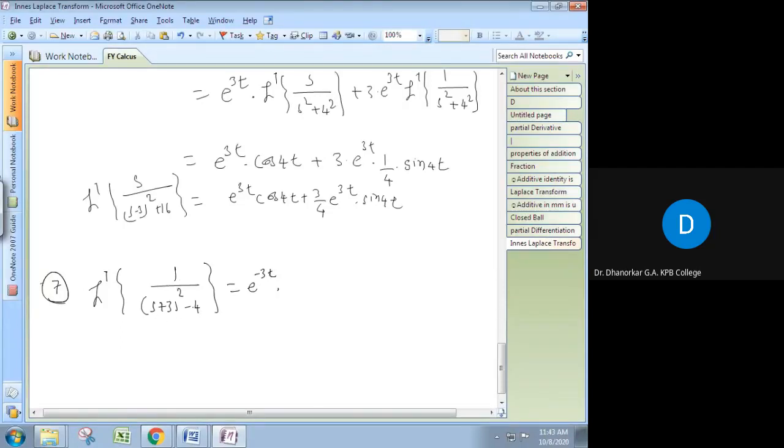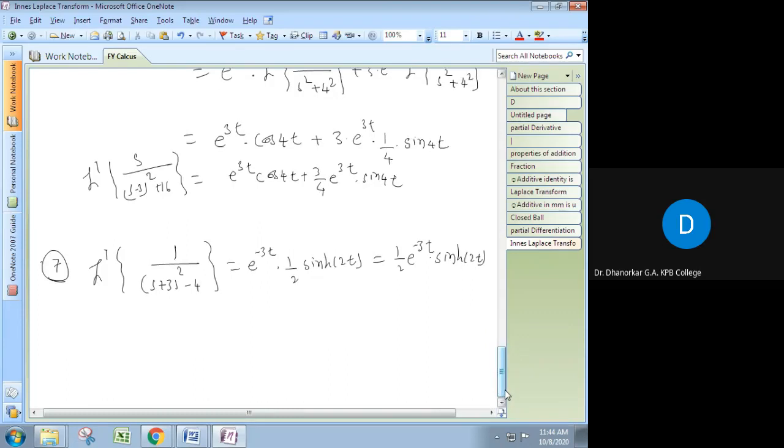The Laplace transform is in terms of sine hyperbolic, and in the numerator that should be 2. Therefore, I will multiply that. And here is a sine hyperbolic of 2t. So this is 1 by 2 into e raised to power minus 3t into sine hyperbolic of 2t. Got it? This is your inverse Laplace transform.